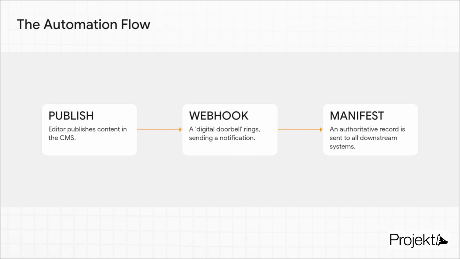And check out how beautifully simple this plumbing can be. When an editor hits that publish button, it doesn't kick off some long manual checklist. Nope. Instead, a webhook, which is basically like a digital doorbell, instantly rings. And that doorbell sends out a notification with the content's complete record, its manifest, to every other system that needs to know about it. So no more slow, heavy website crawls. Just a super fast, efficient, event-driven ping.